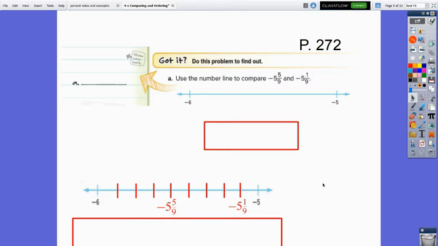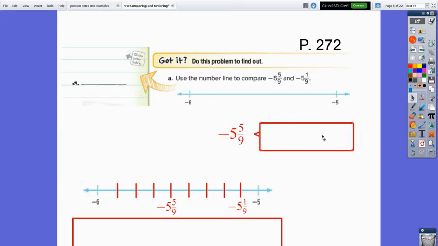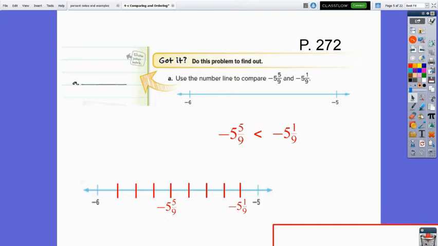And so to write your answer, you should write the two problems with a greater than or less than symbol in between them. Depending on which one you write first, you might as well do negative 5 5/9 is less than negative 5 1/9. Okay. Ordering fractions, especially negative ones, be careful with that.